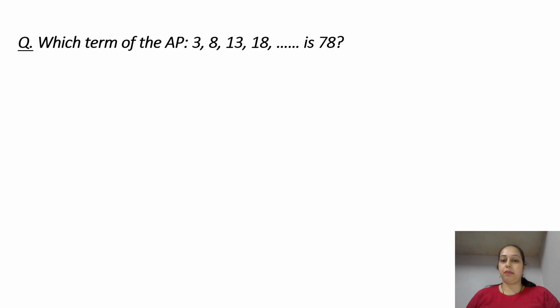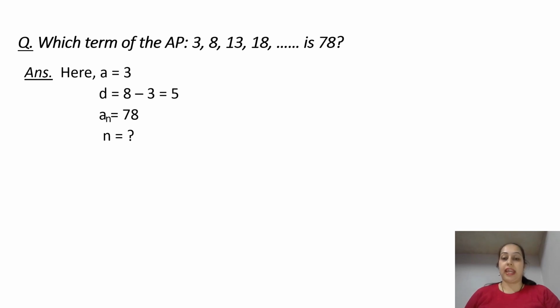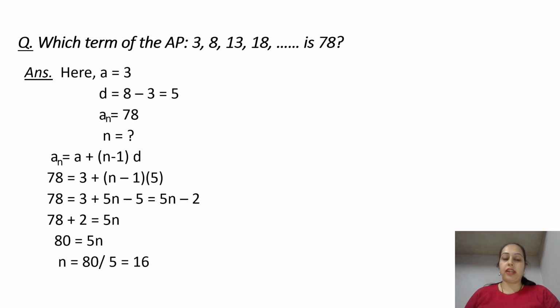If we're given an AP and we're given a term, we need to find out which term it is. That means we're given a, which is 3. We're given the common difference, which is 8 minus 3, which is 5. We are given the nth term, an, as 78. And now we have to find n. So let's again use the same formula, an equals a plus (n minus 1)d. Substituting the values and solving for n, we get the value as 16. So 78 is the 16th term of the given AP.